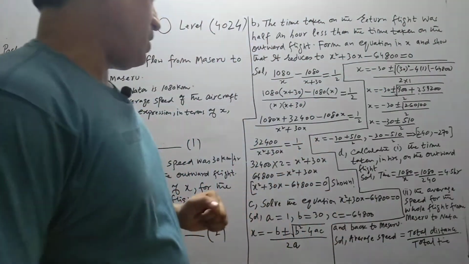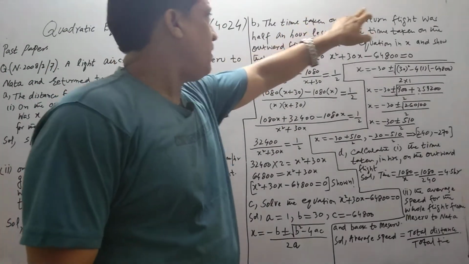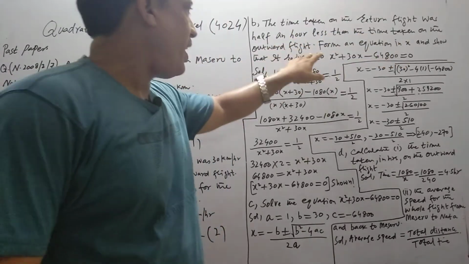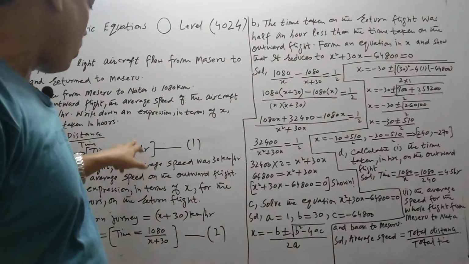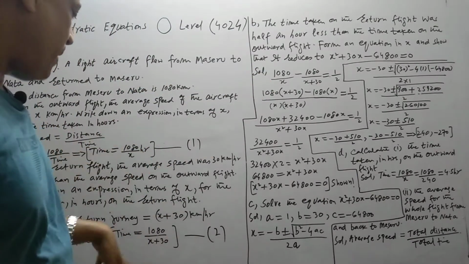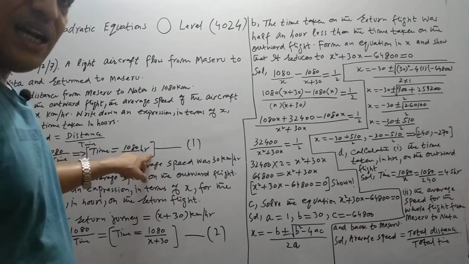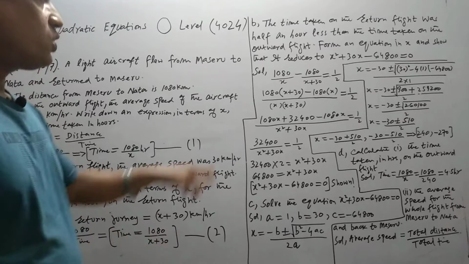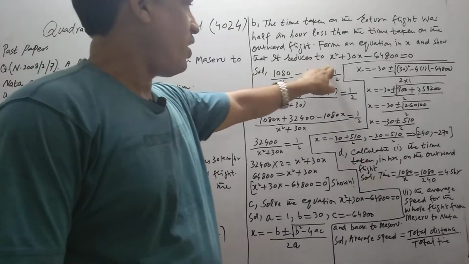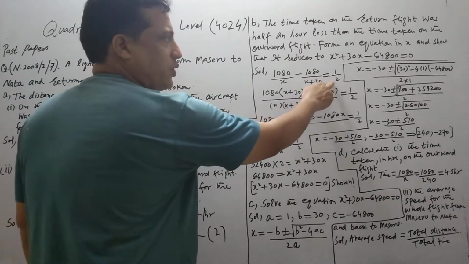So according to the question, the time taken on the return flight was half an hour less than the time taken on the outward flight. What was the time of the outward flight? 1080 upon x. What was the time of the backward flight? 1080 upon x plus 30. This is the large time and this is the small time. So this is the large time 1080 upon x minus this small time 1080 upon x plus 30. How much difference? Is equal to 1 upon 2.